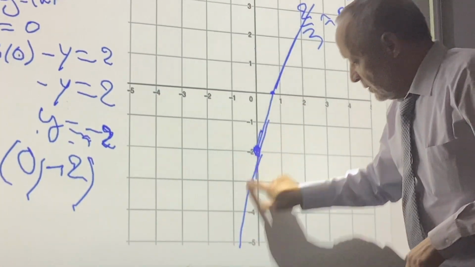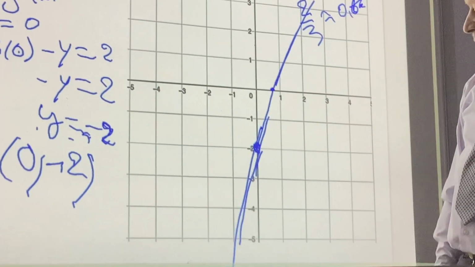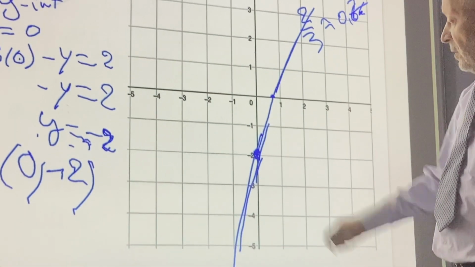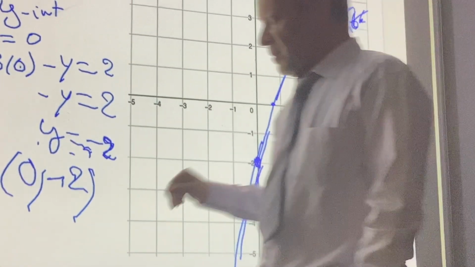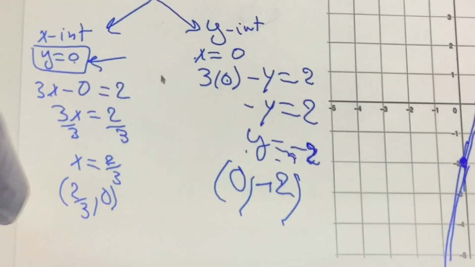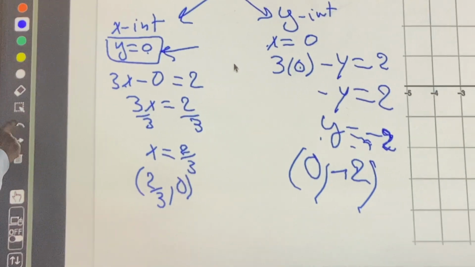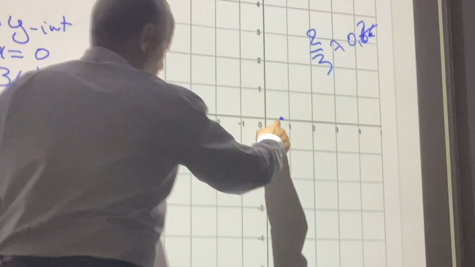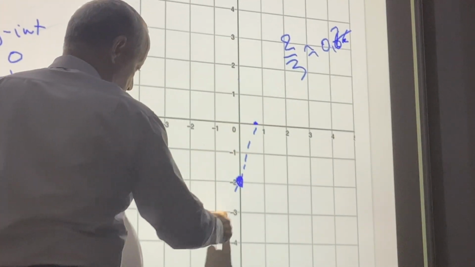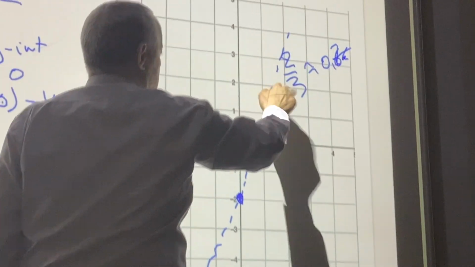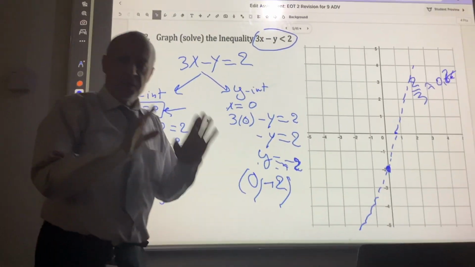Mr., there is a mistake. It is an inequality, so it should be dashed. Yes, I'm going to do it dashed. I just remembered as soon as you spoke. Good. Now we put our line, a dashed line. And now we need to shade the region.